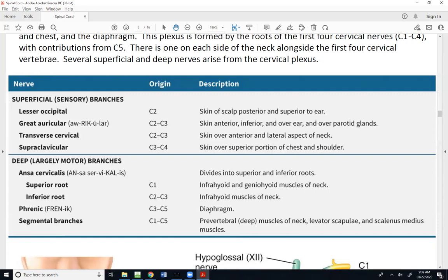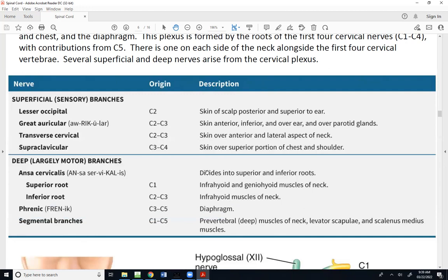So if you lose your phrenic nerves, you're in bad shape. As far as these tables go, I'm not going to ask you anything specific about what the nerve does. I'm not going to ask you to know the origin or description. The only exception to that rule, and that'll be the case for all of these, is the phrenic nerve. I do want you to know that it innervates the diaphragm, just because that's so important. It's a life and death type nerve, obviously.